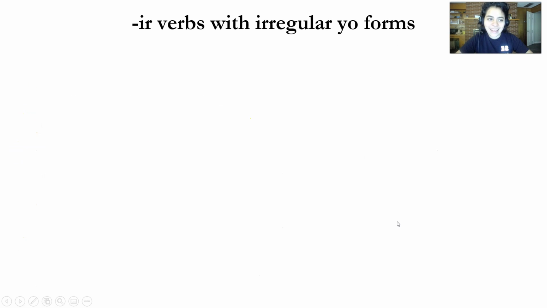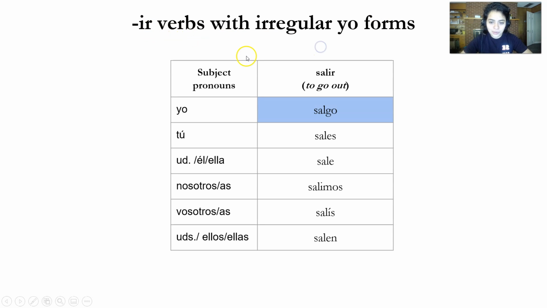Okay, we're going to see the last one. And this one is just one verb. So you just have to memorize one verb, which is easy. So IR verbs with irregular yo forms. The only verb is salir, that means to go out. So the irregular yo form is salgo. The other endings are as any other IR verb.